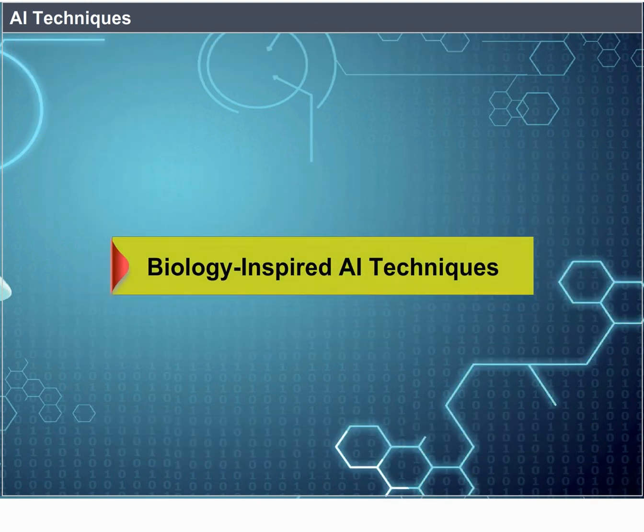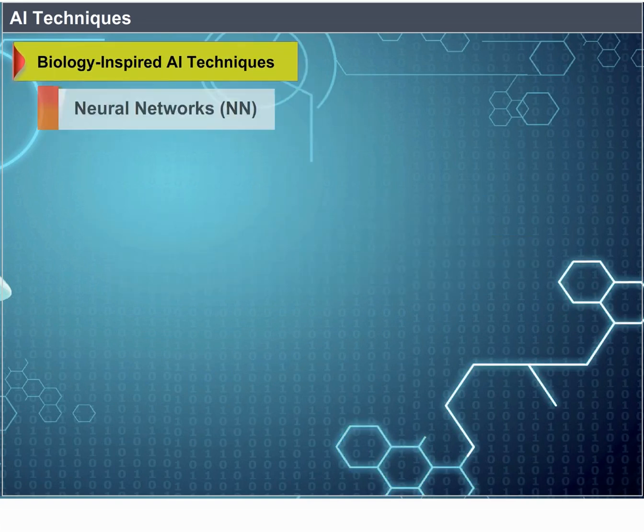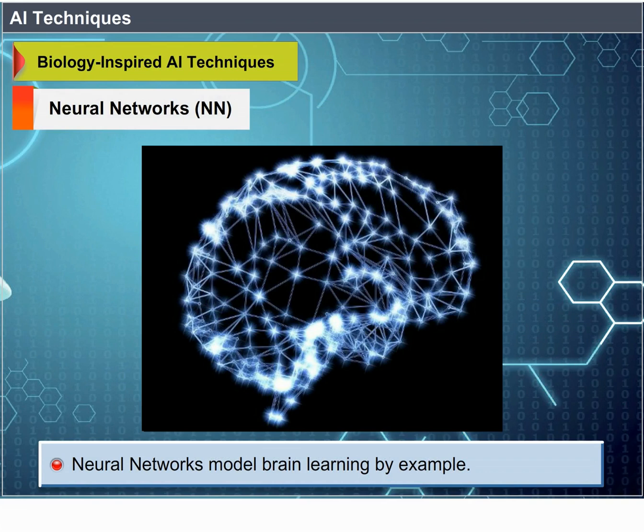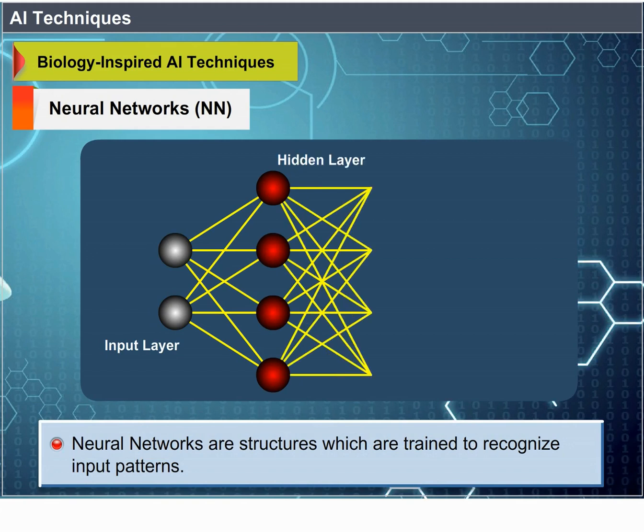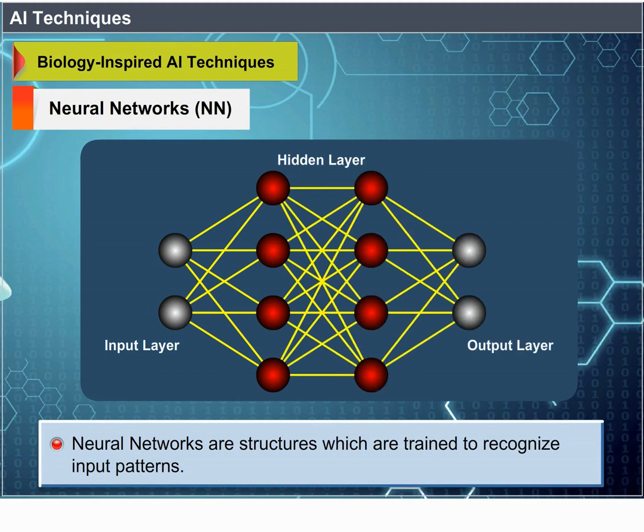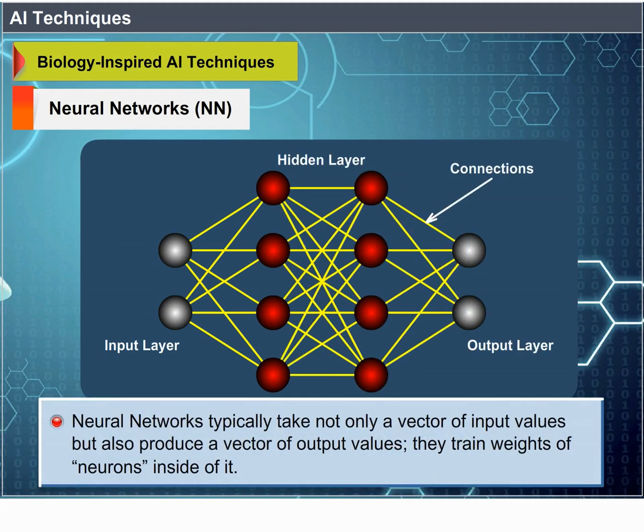Biology-inspired AI techniques. Neural network (NN). Neural networks model brain learning by example. Neural networks are structures which are trained to recognize input patterns. Neural networks typically take not only a vector of input values but also produce a vector of output values. They train the weights of the neurons inside of it.